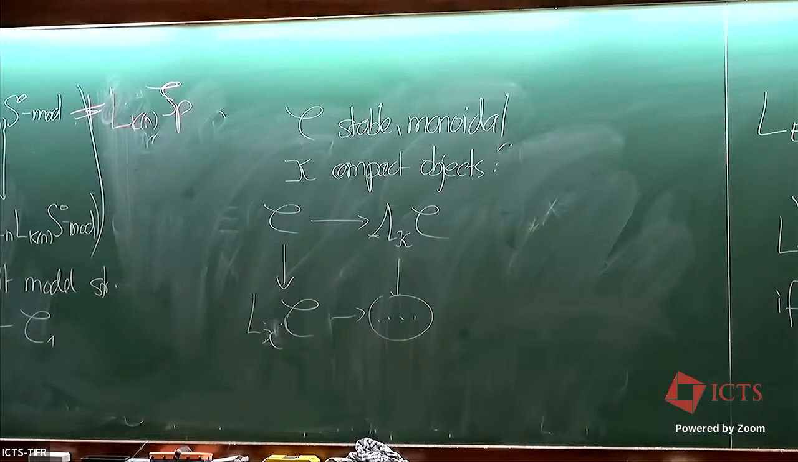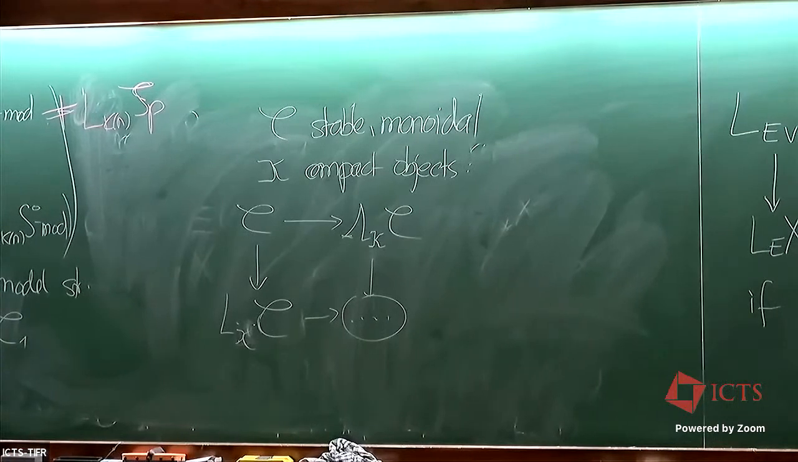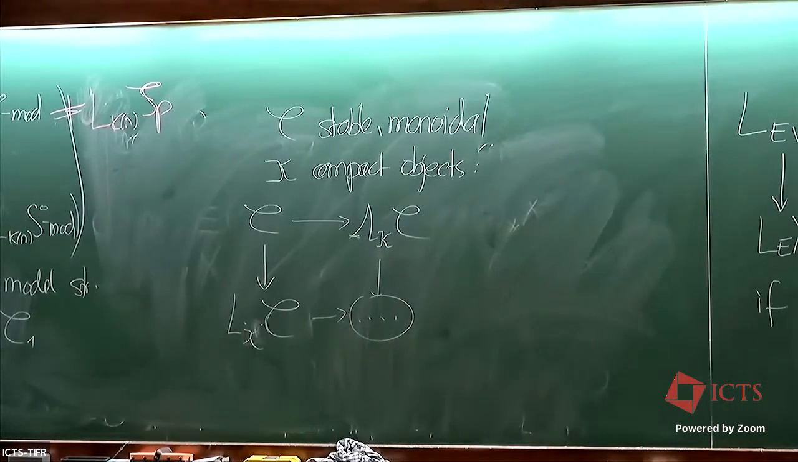So here on this board, I had this example of this tensor-triangulated equivalence between Kn module spectra and graded Kn star modules. And I said that this was not induced by a Quillen equivalence.